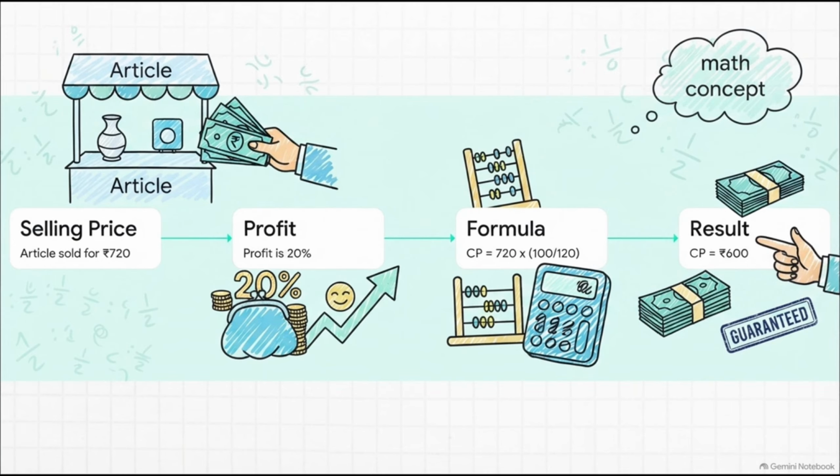Let's put a little story to this to see it in action. Imagine an article is sold for 720 rupees. You know for a fact that a 20% profit was made on this sale. So, what did it cost originally? Let's plug it right into our formula. Cost price equals 720 multiplied by 100 over 120. Do the math, and we can guarantee the original cost price was exactly 600 rupees.